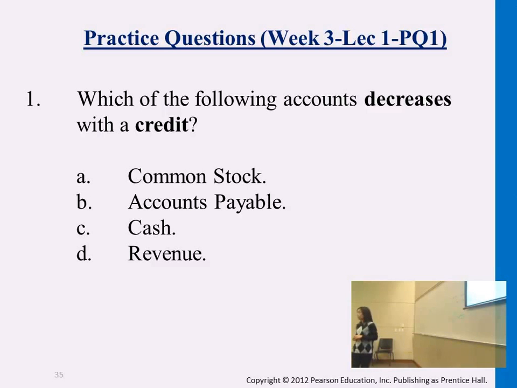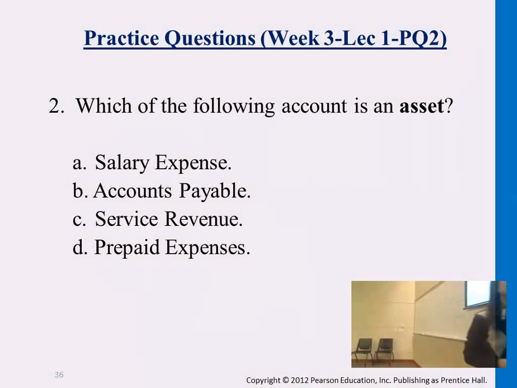Well, it has to be an asset, right? Asset increases with a debit, so it decreases with a credit. Accounts payable, a liability, increases with a credit. Common stock, equity, increases with a credit. Revenue also increases with a credit. Okay, so assets decrease with a credit.